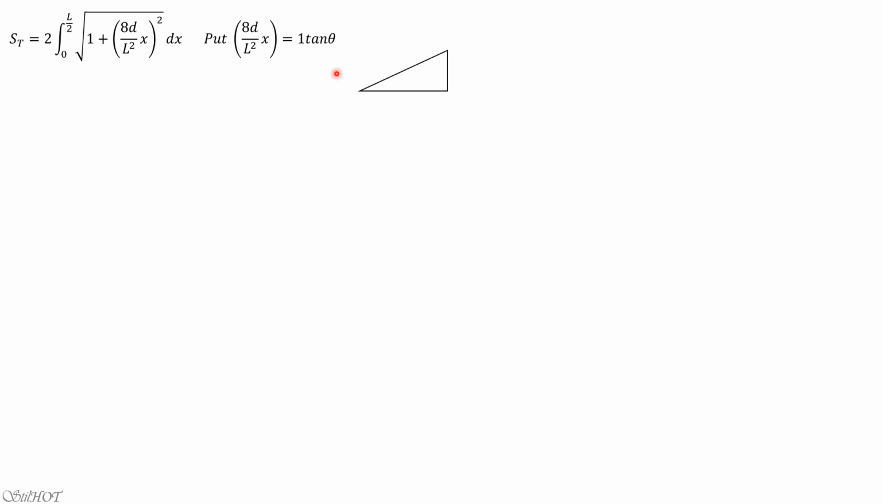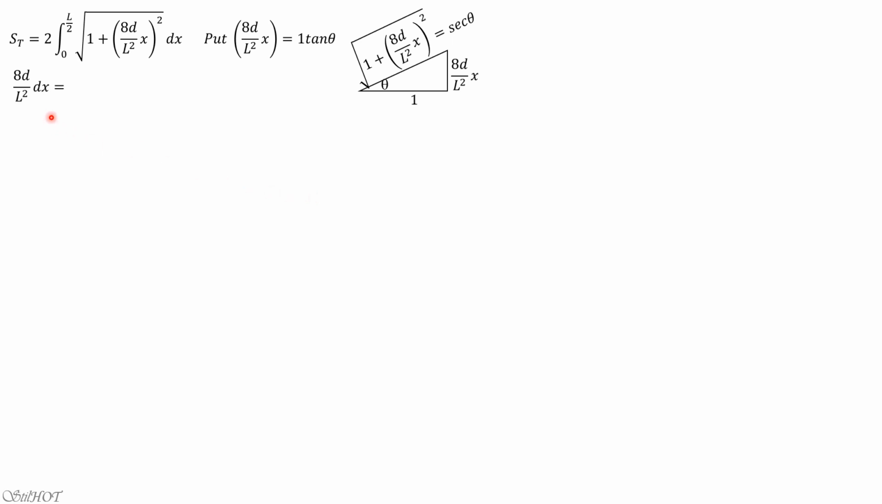But before that, let's define in this right triangle tangent of theta, which is opposite 8b over L squared x divided by adjacent, which is 1. That's theta, so this should be 8b over L squared x from tangent theta equals opposite over adjacent 1. So the hypotenuse should be equal to the square root of 1 plus quantity 8b over L squared x quantity squared, which in terms of 1 and theta, is simply 1 times secant theta, or simply secant of theta.